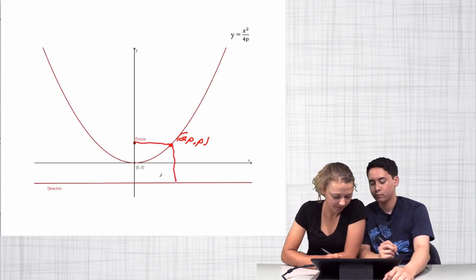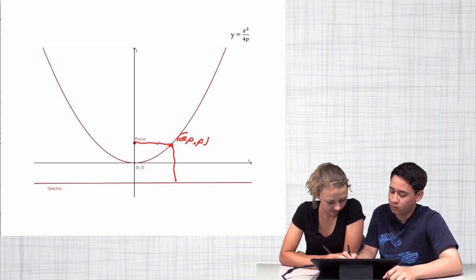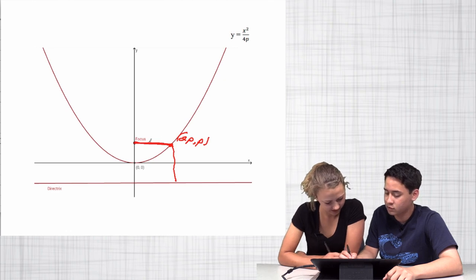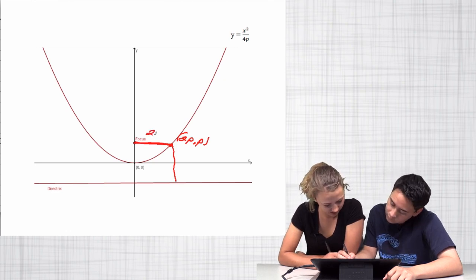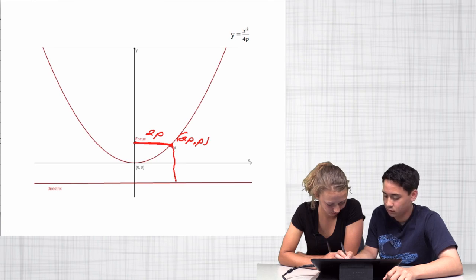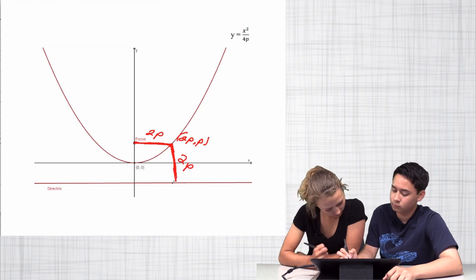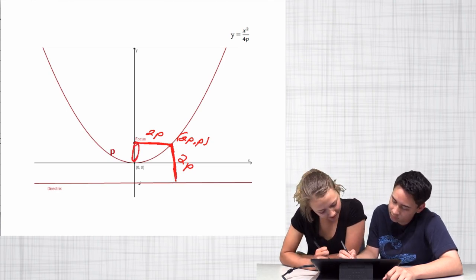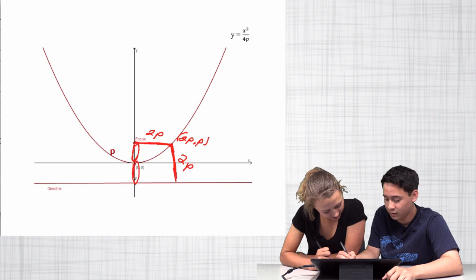And what are those two distances? Right here, the distance from our focus to our point. It's 2p. Can you draw those in? What is that distance? 2p. Or x value. And then this is also 2p. Right. And where's p? p is the distance right here. And p could also be seen right here.